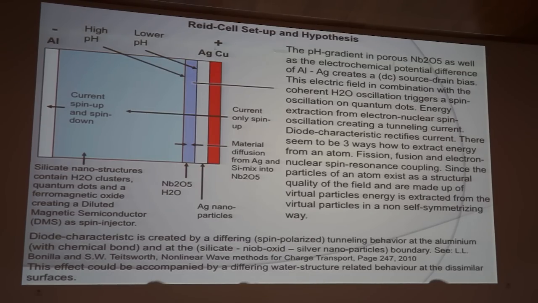There seem to be three ways how to extract energy from an atom: fission, fusion, and electron-nuclear spin resonance coupling. Since the particles of an atom exist as a structural quality of the field and are made up of virtual particles, energy is extracted from the virtual particles in a non-self-symmetrizing way.